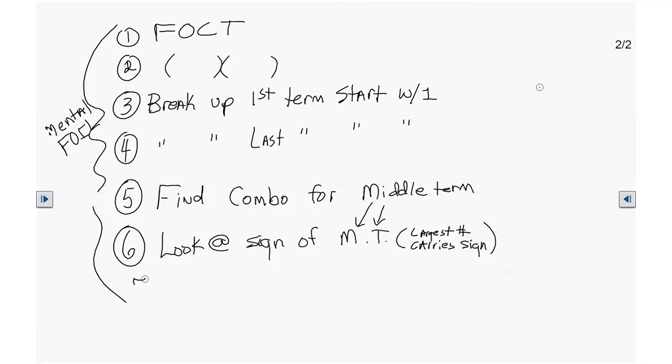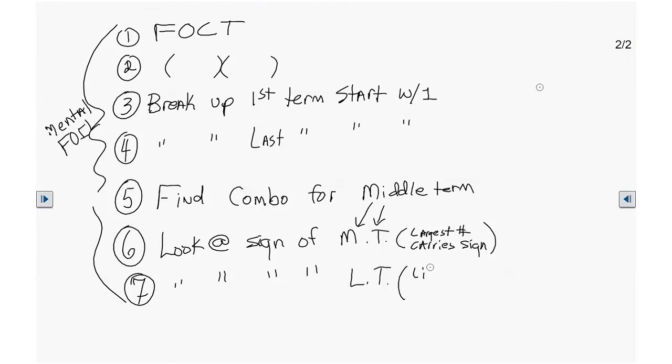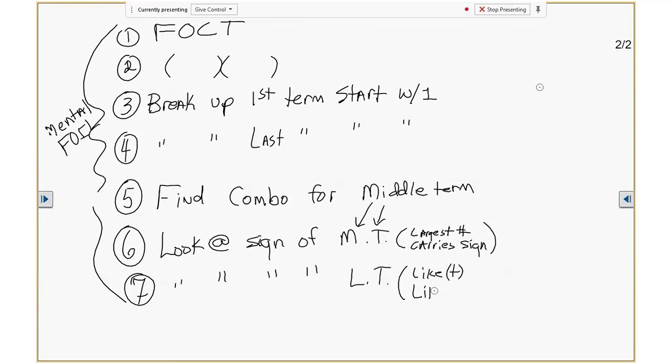Number 7, look at the sign of the last term. How do you get the last term with the FOIL method? Multiply. So that means like signs are positive. What are unlike? Unlike are negative.